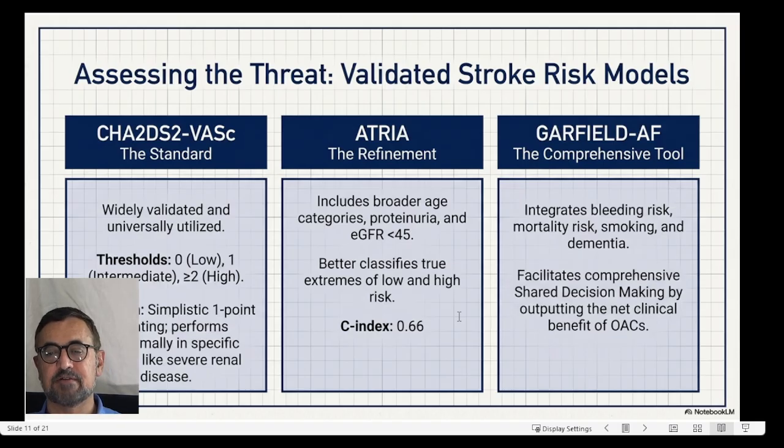Now we have numerous risk stratification tools for stroke assessment. CHA2DS2-VASc remains a standard due to simplicity. ATRIA refines risk assessment by incorporating renal function such as proteinuria and GFR less than 45, and is a better classifier of risk. Whereas GARFIELD-AF integrates bleeding risk as well as mortality risk, smoking and dementia. It facilitates comprehensive shared decision making by giving us an assessment of the net clinical benefit.